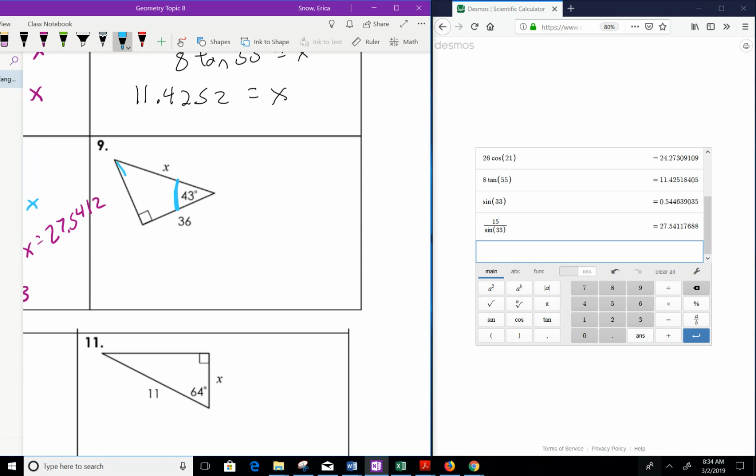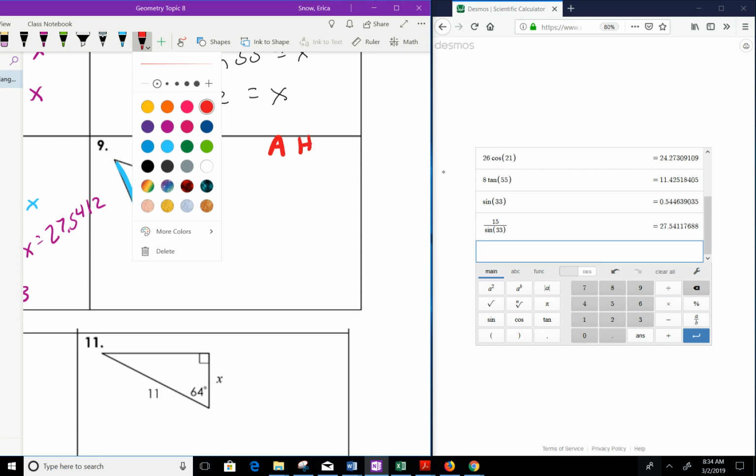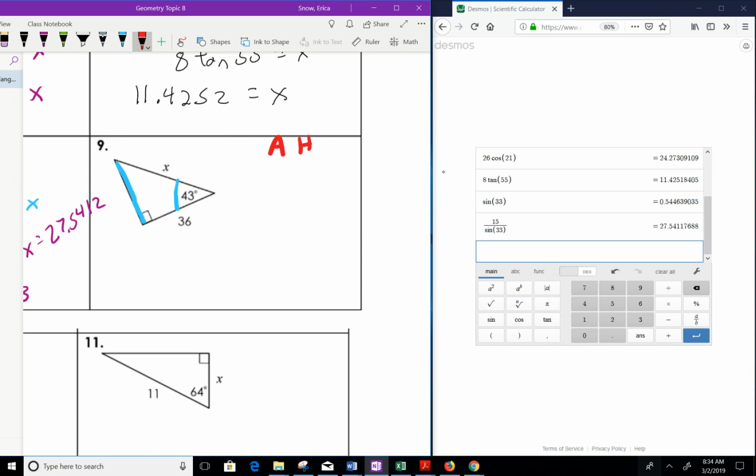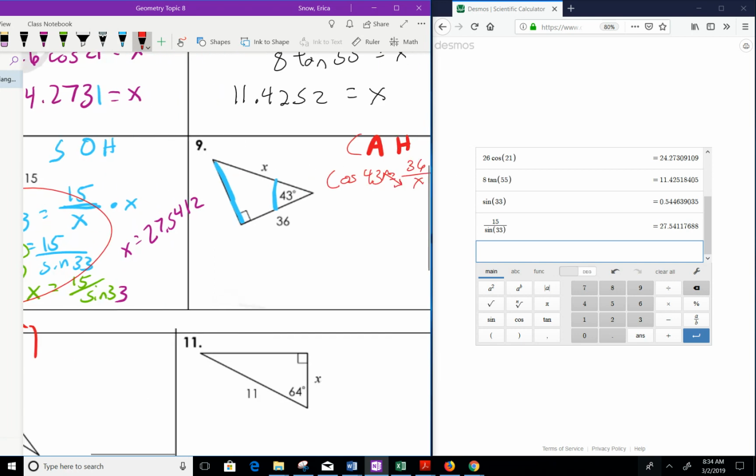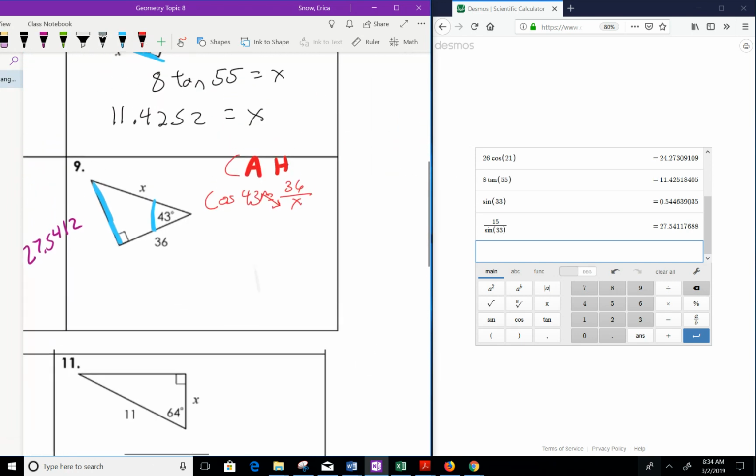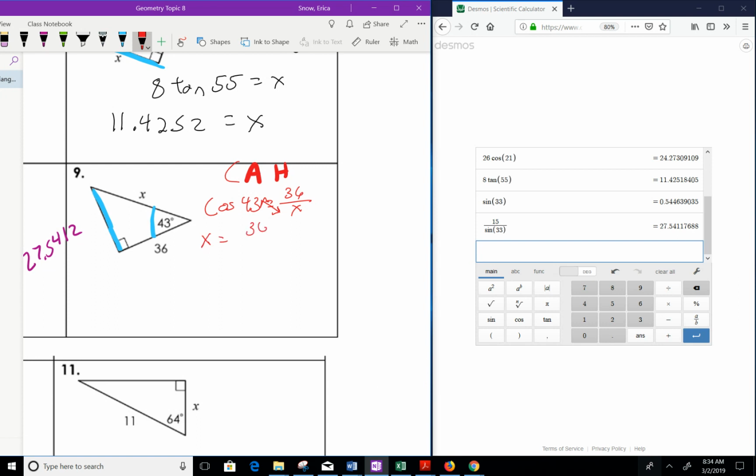So we have, there's our angle and there's our opposite side, which means we have the adjacent side and the hypotenuse, which is going to give us cosine. So cosine 43 equals 36 over x. And you can just assume that you can switch your x and your cosine. So you don't have to go through all of this algebra. You can just switch it. So x is going to be 36 divided by cosine 43.